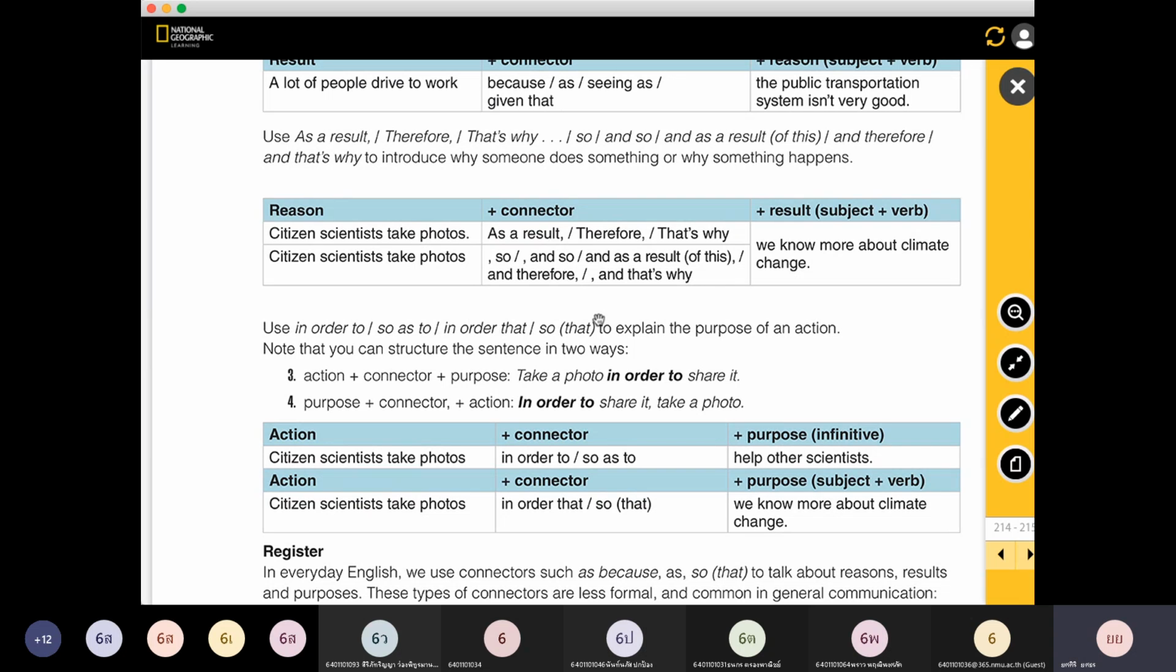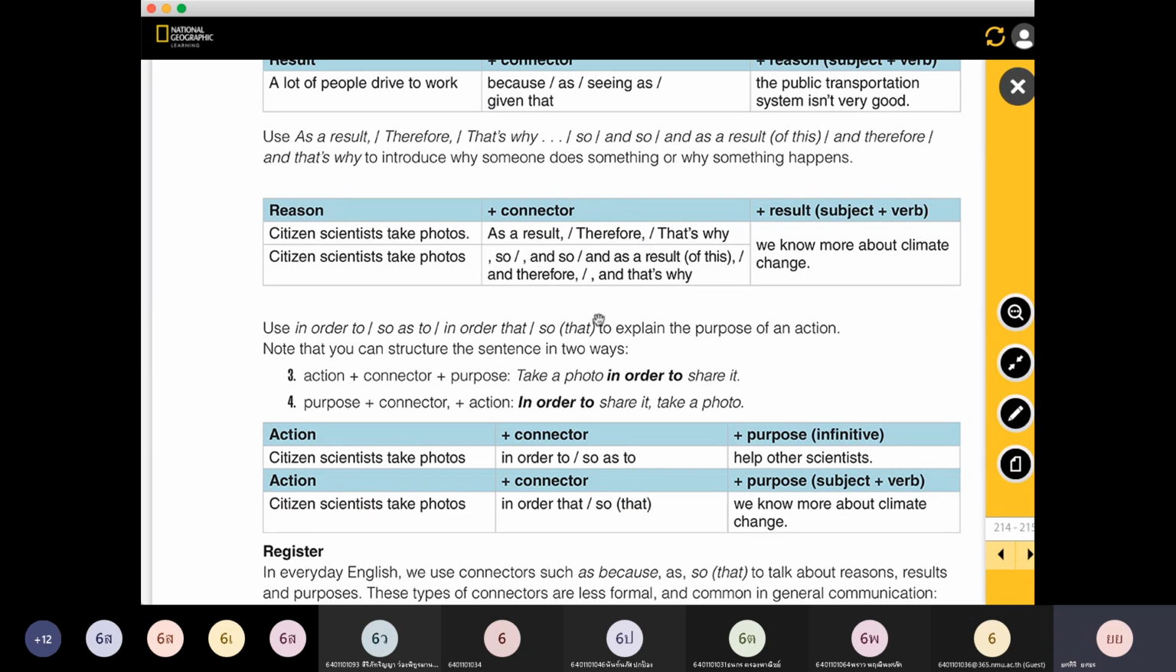But if you choose to use so as to, and so, as a result, therefore, that's why, there is another way you can use a connector itself, like this one. You don't have to end the sentence of the reason. You just put these connectors in the middle between two clauses here. So we can use, like, so as to, with a comma, to connect between reason and result.